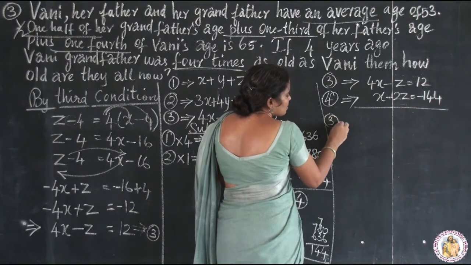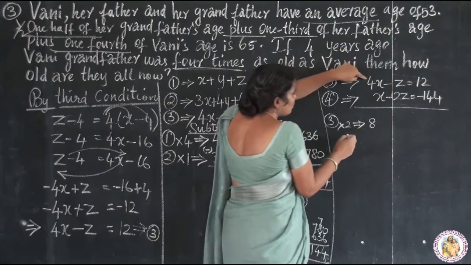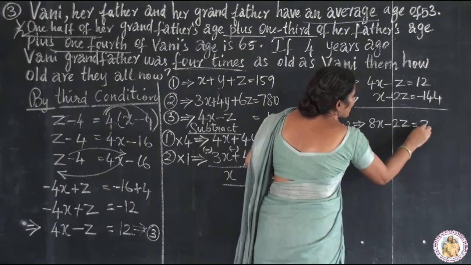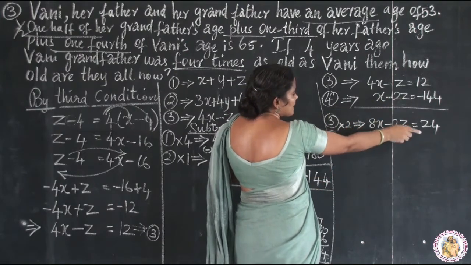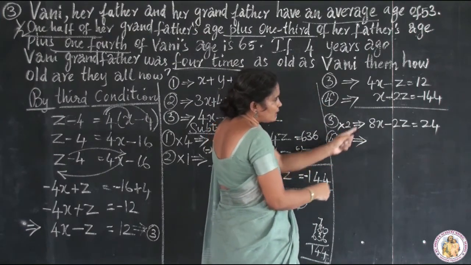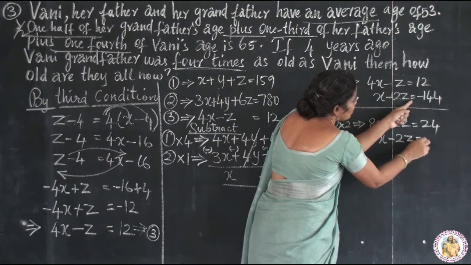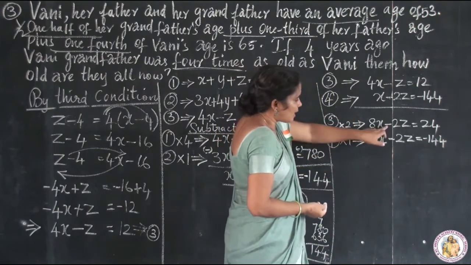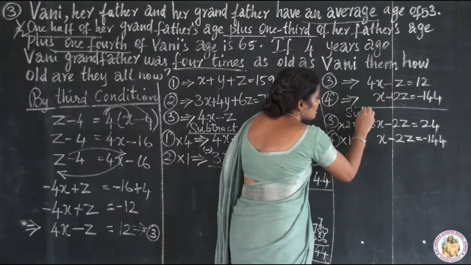So the third equation multiplied by 2: 2 4s are 8, 8x minus 2z is equal to 2 12s are 24. And the fourth equation remains as it is, we do not multiply it with any number: x minus 2z is equal to minus 144. Again we have the same sign, so we can't cancel, we have to do subtraction.